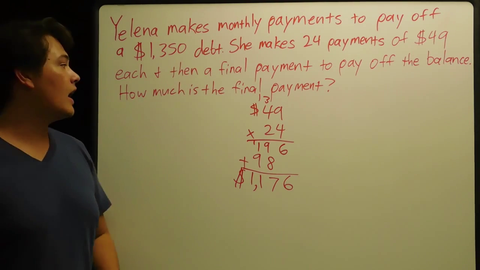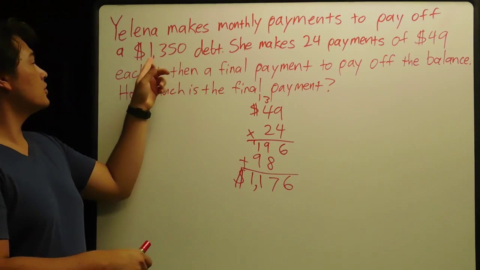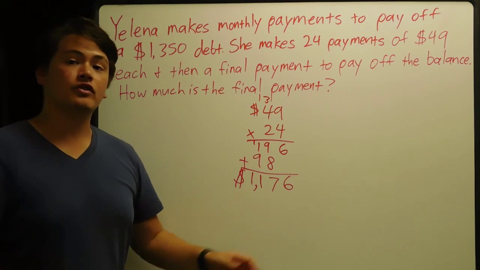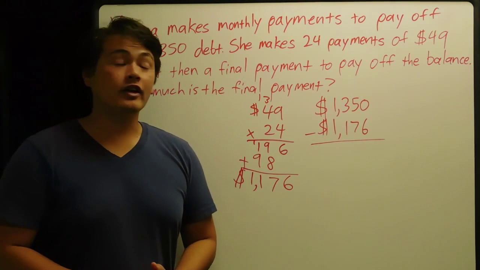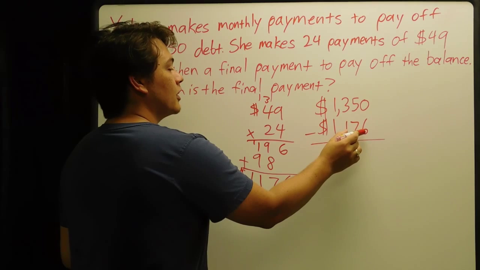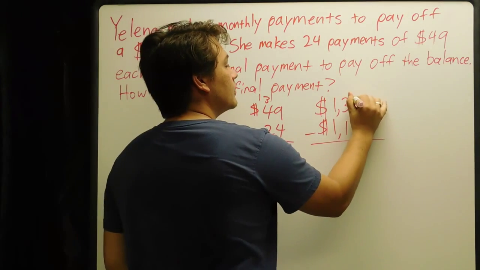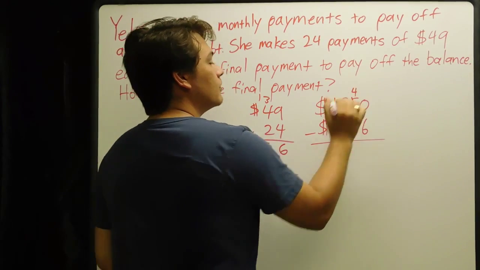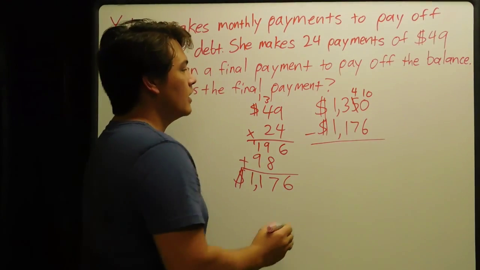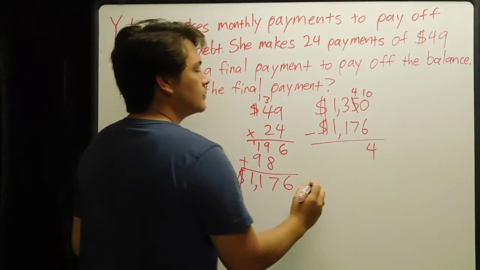$1,350 debt. And they're asking for what is the final payment. So we're going to subtract 1,350 by 1,176. So we have them lined up. We're going to subtract them. 0 subtracted by 6. This 0 is going to borrow 10 from this 5, making this 5 a 4, and making this 0 a 10. So 10 subtracted by 6 is going to give us 4.